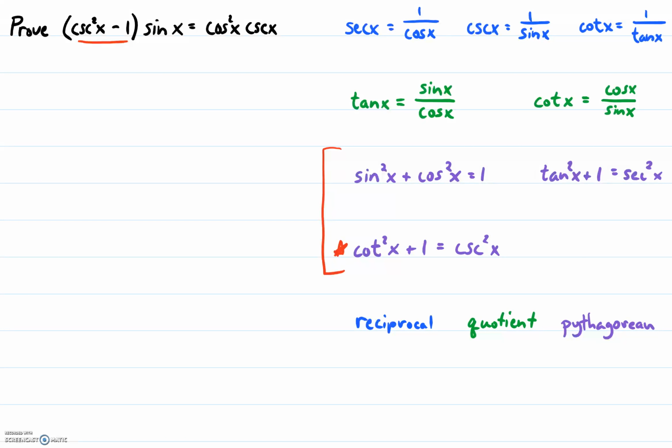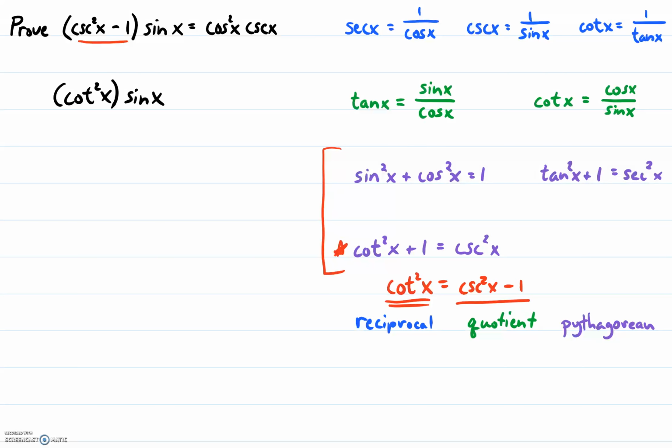But we could make this match up with what we have in the problem just by subtracting 1 from both sides. And if you do that, you're just going to be left with cotangent squared x by itself on the left-hand side, equal to cosecant squared x minus 1. Now the right-hand side of our modified trig identity matches up with what we have in our problem. So anywhere we have cosecant squared x minus 1, we can instead put cotangent squared x in its place. And so just switching that out, we'll have cotangent squared x multiplied by sine x.